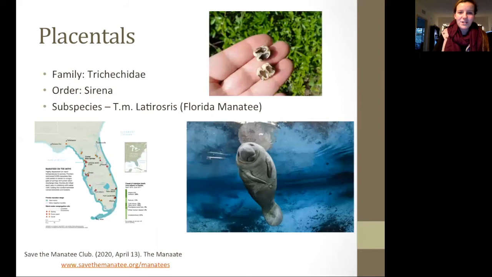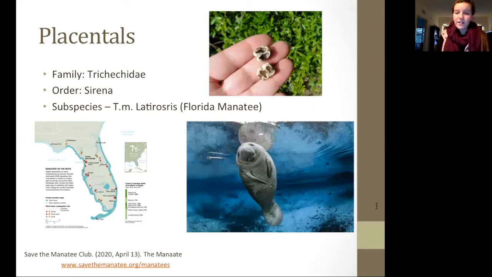Another placental that is my favorite, that I currently work with here in the state of Florida, is the Florida manatee. This is a subspecies of the Trichechus manatus, from the family Trichechidae. If you see this blue line that goes through here, this is where all the manatees are located throughout the Atlantic and Gulf. However, they do move inland to some of these springs. They'll actually die if they are in water less than 72 degrees, so it's super important for them to be able to be in those areas in the cold months.